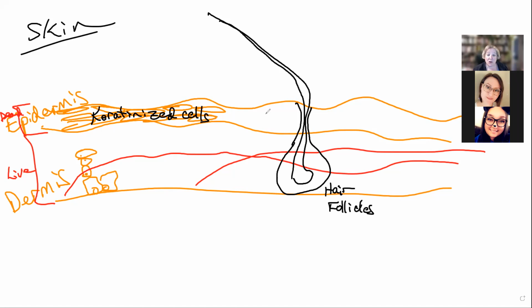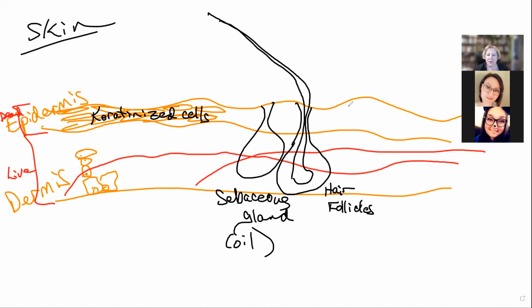And associated with the hair follicles, and I'm not going to try to draw it accurately, we have sebaceous glands. These are basically oil glands. And then over here we have sweat glands.